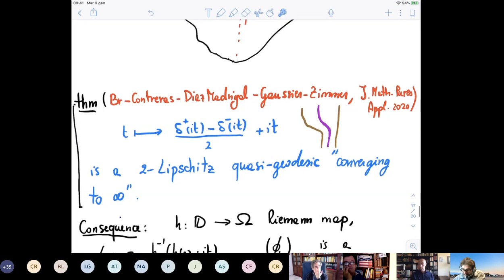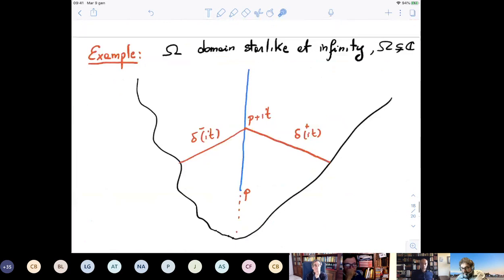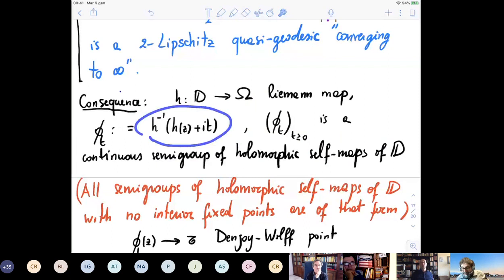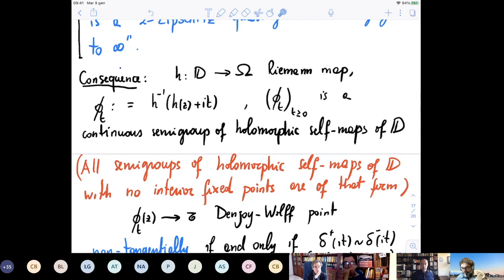So in particular, if you have a Riemann mapping to this domain, which is star-like at infinity, then you can define what we call a continuous semigroup of holomorphic self-maps by going first with the Riemann mapping, then translating up, and then coming back. And all holomorphic semigroups of the unit disk with no interior fixed point are of this form.